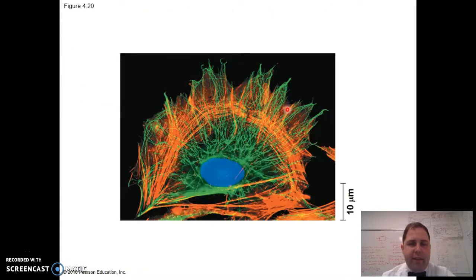And you can see this in this fluorescent image, and we've looked at fluorescent images before, but the green in this image would be the microtubules, and the red would be the actin or the microfilaments. So these are two different types of cytoskeleton. You can see that they're pretty ubiquitous throughout the cell itself.